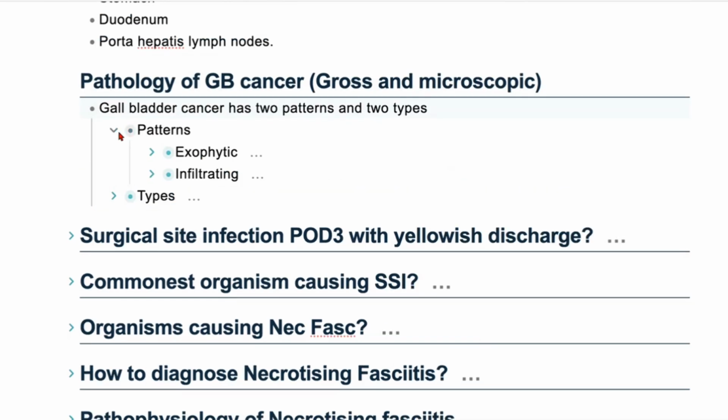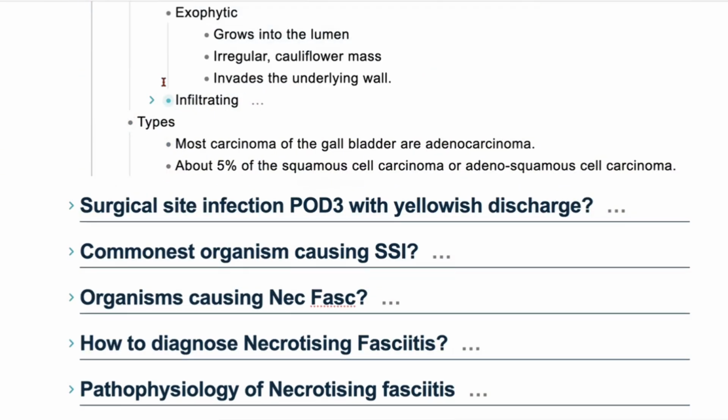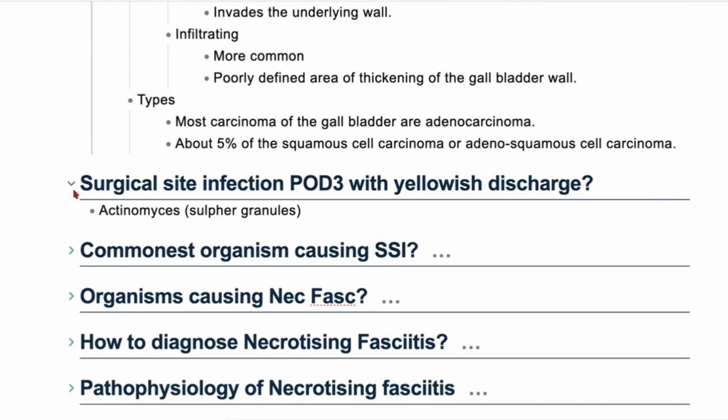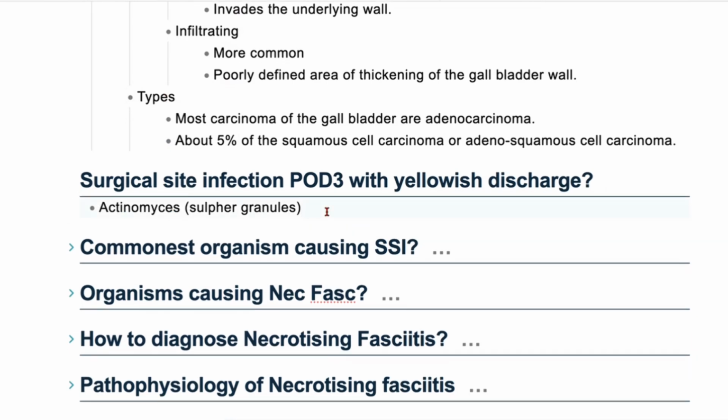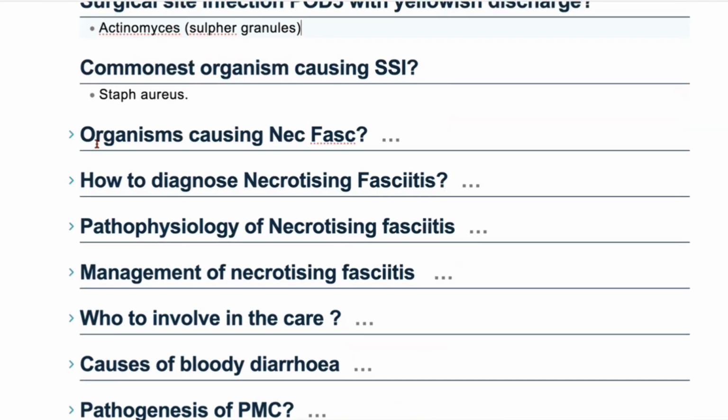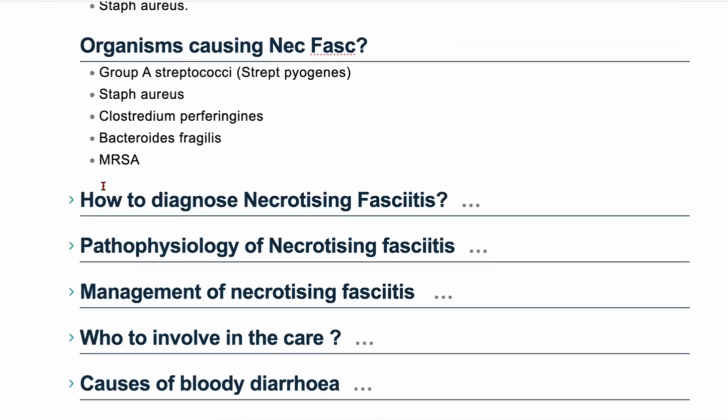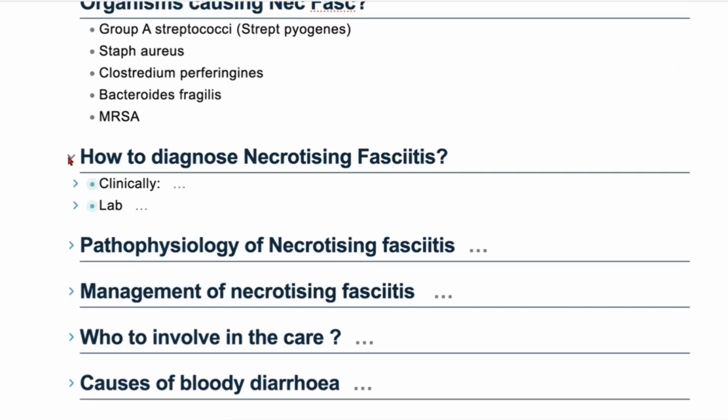Surgical site infection, I think we'll cover this question. I would be a little bit more general here rather than going directly to actinomycosis. Staph aureus is the commonest organism. You've answered this very well. Diagnosis, be very specific that the main diagnosis of necrotizing fasciitis is a clinical diagnosis rather than lab or radiological. So it's mainly clinical diagnosis.